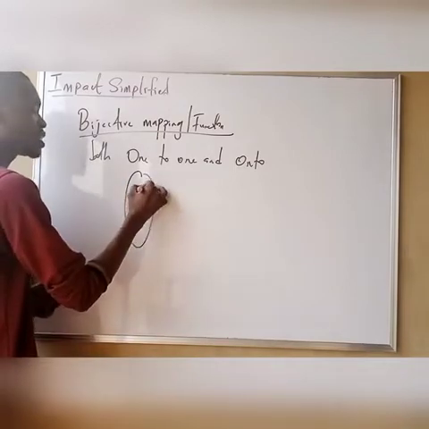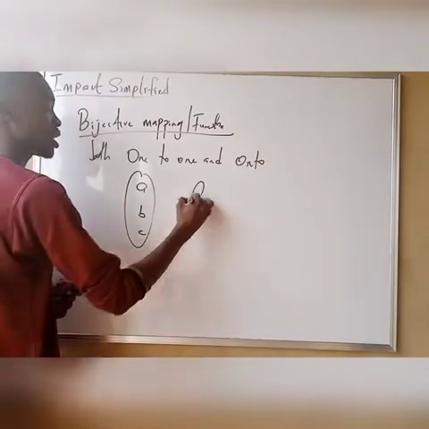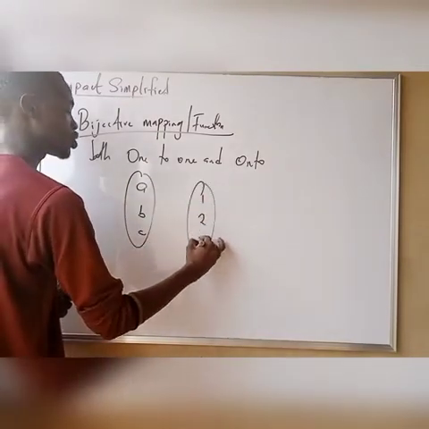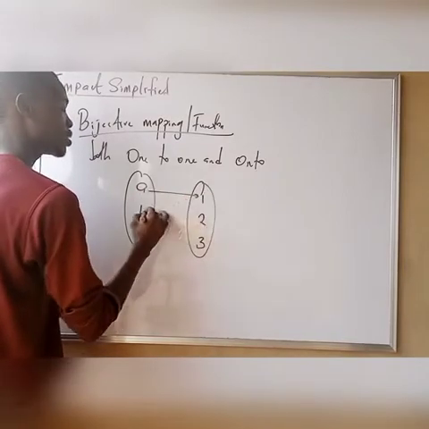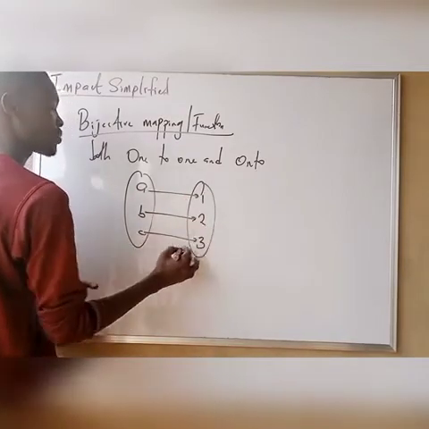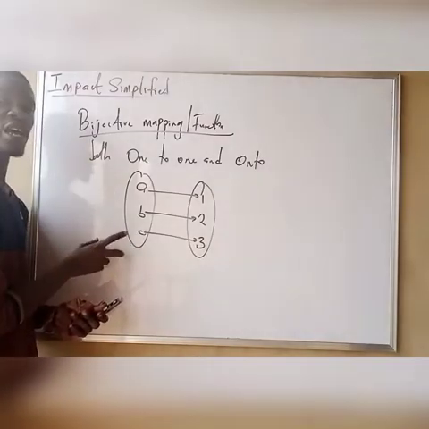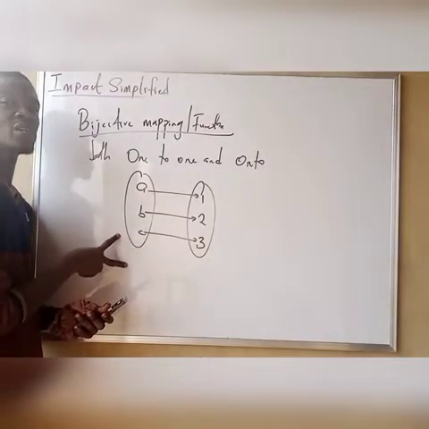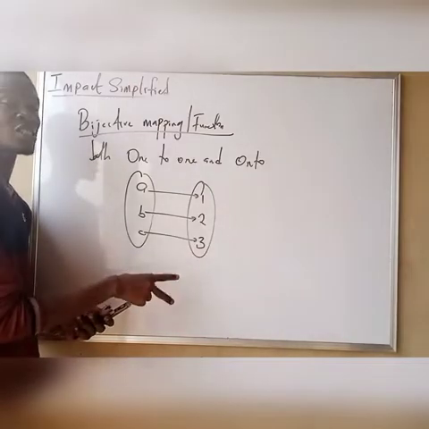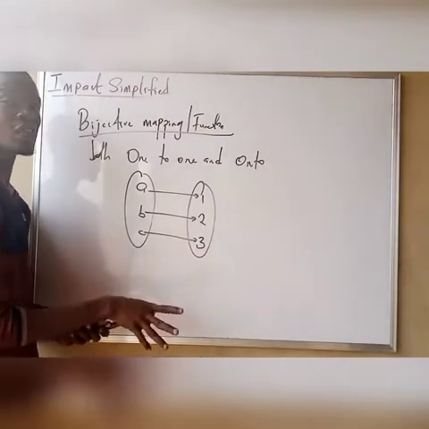So graphically, we have A, B, C, and also we can have 1, 2, 3. So we have A to 1, we have B to 2, we have C to 3. You can see this function is injective. Why? Every element in the domain is having a distinct element in the codomain, and it is not overlapping.